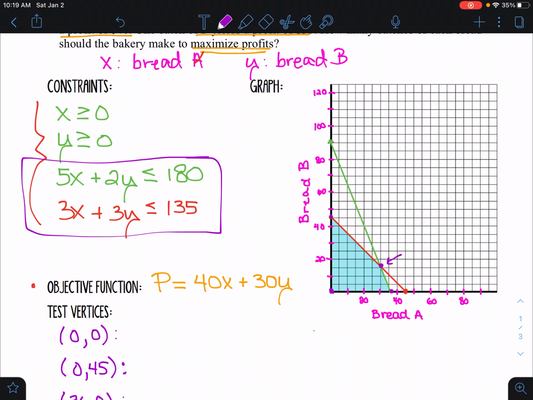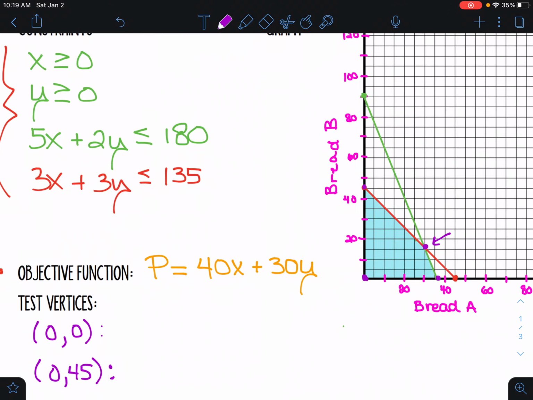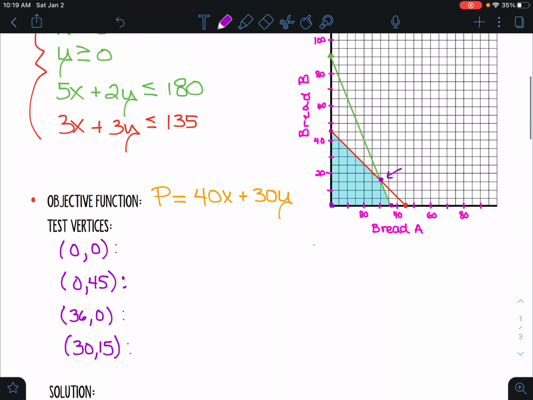So if I use elimination, change those to equal signs and solve for where they intersect, I will end up getting the point 30, 15. So that is how you can confirm if you're not 100% sure. The better your graph is, the easier it's going to be to tell. And mine is just a tad off, so I did confirm that is 30, 15.